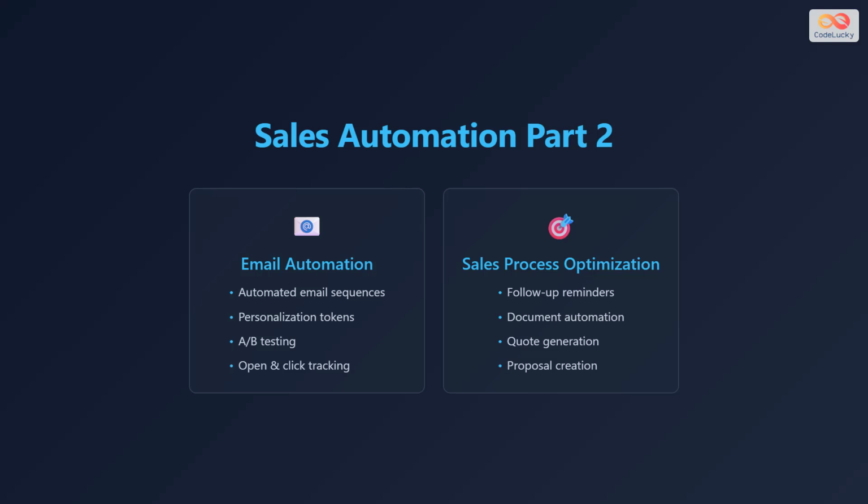Sales process optimization automation handles the administrative work. Follow-up reminders ensure you never forget to check in with a prospect. Document automation can generate proposals and contracts in seconds. The system can even create and send quotes automatically based on deal details, dramatically speeding up your sales cycle.